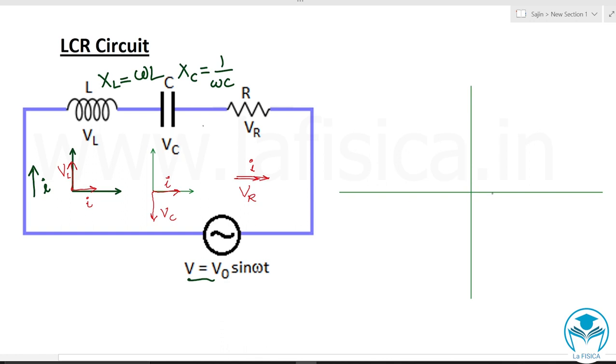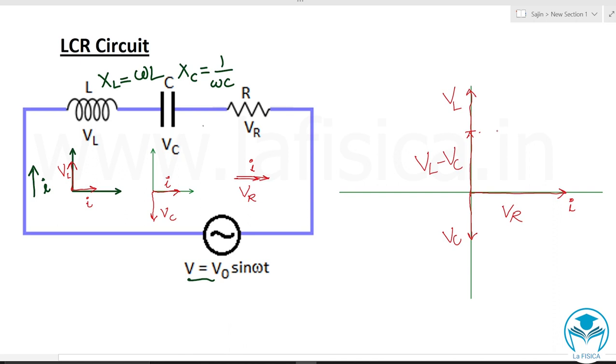Let us see the phasor diagram. Here VR is in this direction, I is here. That is, VR and I are in phase. In the case of inductor, voltage leads by 90 degrees. That is, voltage is in this direction. This is VL. And in the case of capacitor, voltage is in this direction. This is VC. If we add VL and VC, the resultant will come something like here. That is VL minus VC. And the total resultant is VL minus VC plus VR.